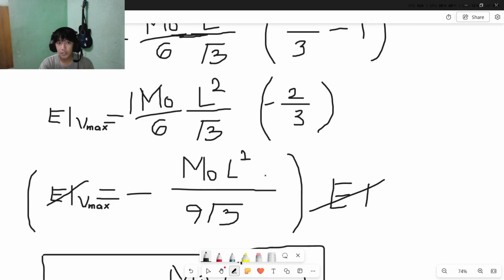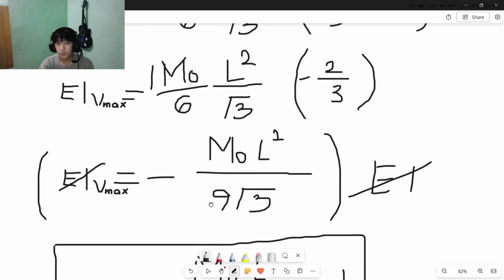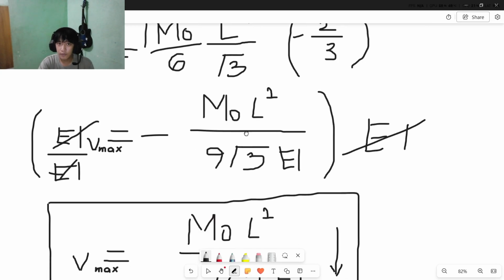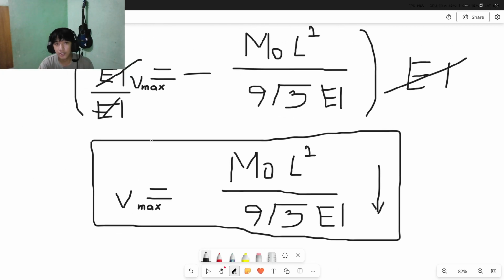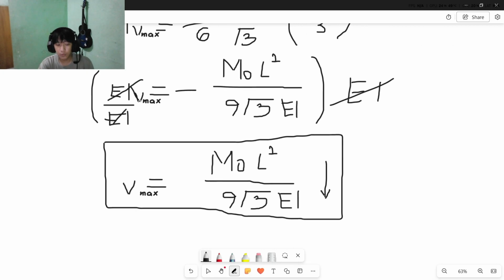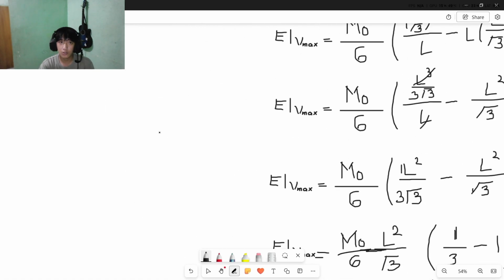And since we have now that value, we can now divide both sides by the flexural rigidity. So we're going to be left with, since this one is going to be EI over here, they cancel, and we're going to have our flexural rigidity on this side as well. And since it's negative, our final answer would be for the magnitude of the maximum deflection for our problem here.